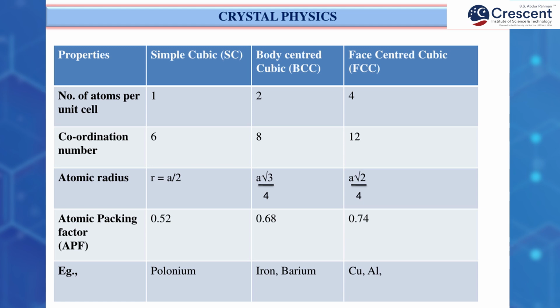The atomic radius is R equals a by 2 for simple cubic, root 3 by 4 a for body centered cubic, and root 2 by 4 a for face centered cubic. For the atomic packing factor, can you see the volume occupied is 52%, 68% and 74% respectively. 74% is the most closely packed, because more atoms are shared in this FCC. Can you see the examples? Polonium contains the simple cubic structure; iron and barium are examples of body centered; and generally conducting elements like copper and aluminum are face centered cubic structures.